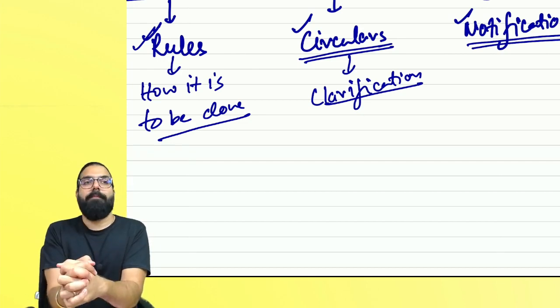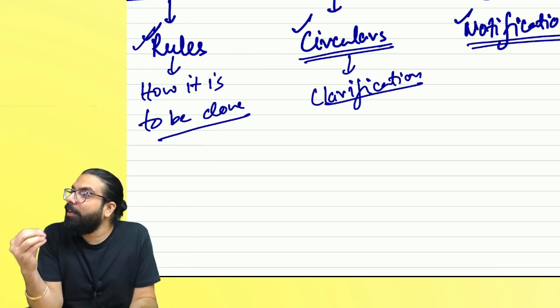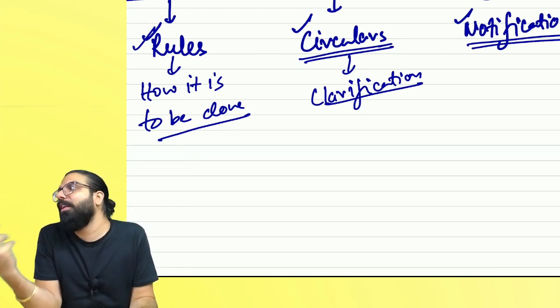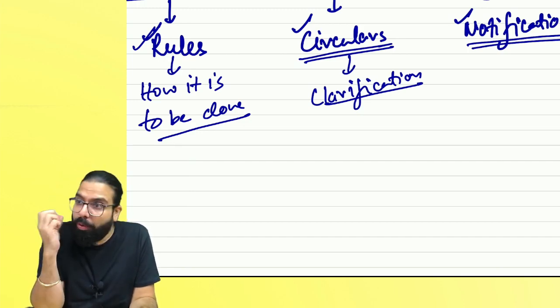So CBIC, in order to clarify something which is told in the law, can issue clarification, and these clarifications are nothing other than circulars. We will be learning about circulars in due course of time. Can I go ahead, everyone?